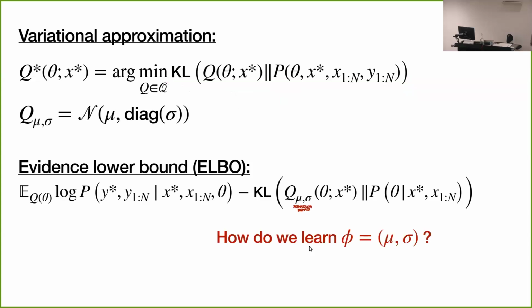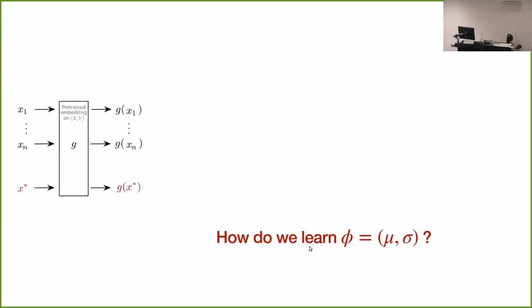And all that remains for me to do is to learn the parameters of that variational distribution. One way to do it, and a very flexible one at that, is I'm going to take both my training data and the new covariate that I'm now getting. I'm going to put them through some embedding pre-trained on my training set. I'm going to get embeddings, but I don't want to work with all the embeddings of the training set. So those I'm going to aggregate.